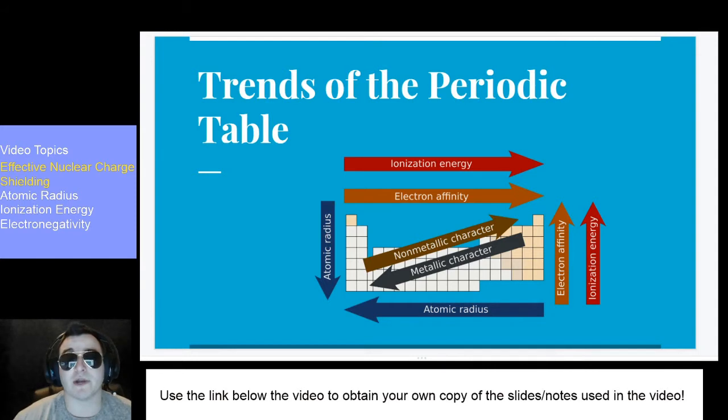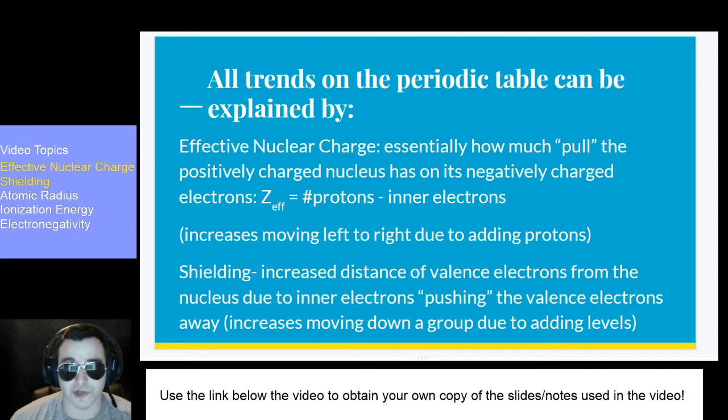To understand the trends that we'll be discussing today actually only boils down to two different causes for each of the trends. And those trends are known as effective nuclear charge and shielding. And so we'll go into a little bit of detail as to what these terms actually mean and how we can actually calculate effective nuclear charge, for example.